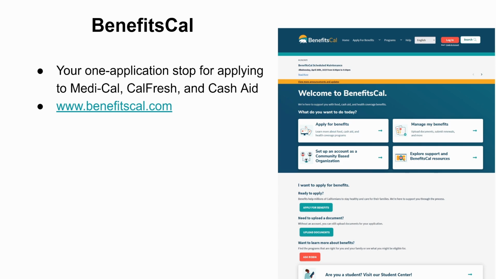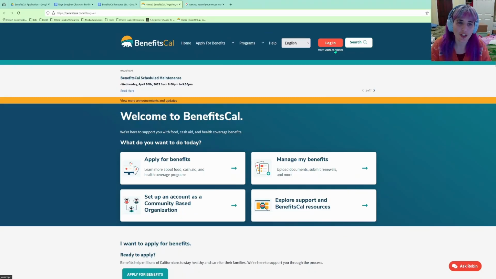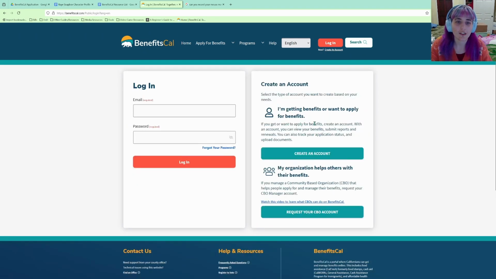So I'm gonna make an account. We're gonna walk through the process together, and it should be fun. Maybe. It probably won't be fun, but we're going to get it done together, and hopefully as quick as possible. Okay, so we're going to go to create an account. You are getting benefits or want to apply for benefits. You're going to choose this first option here.